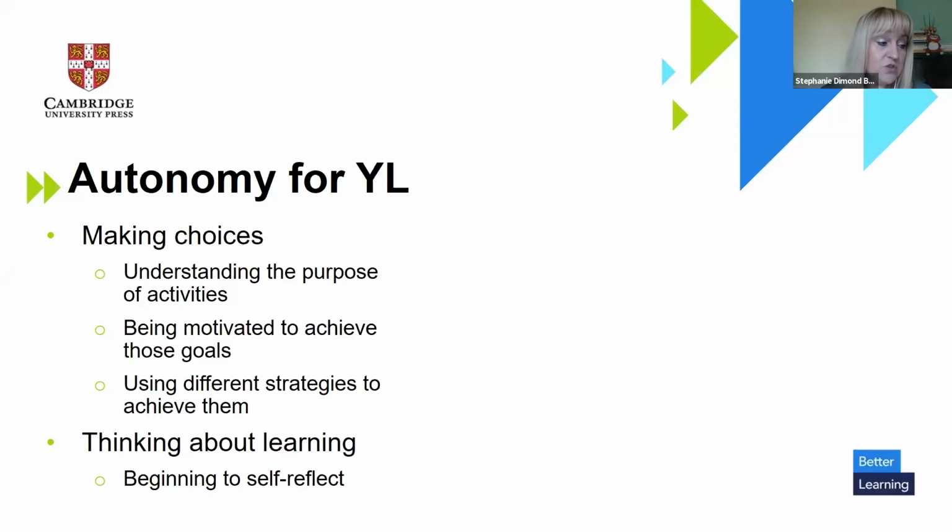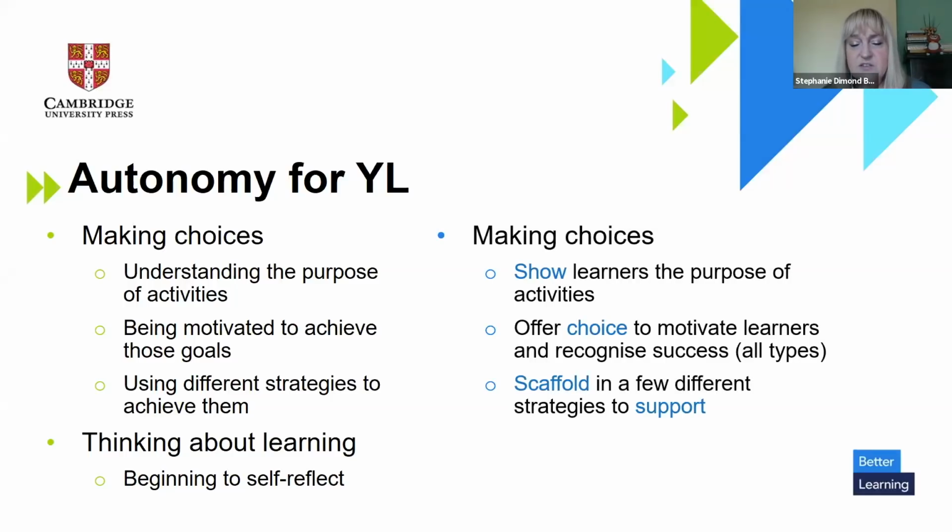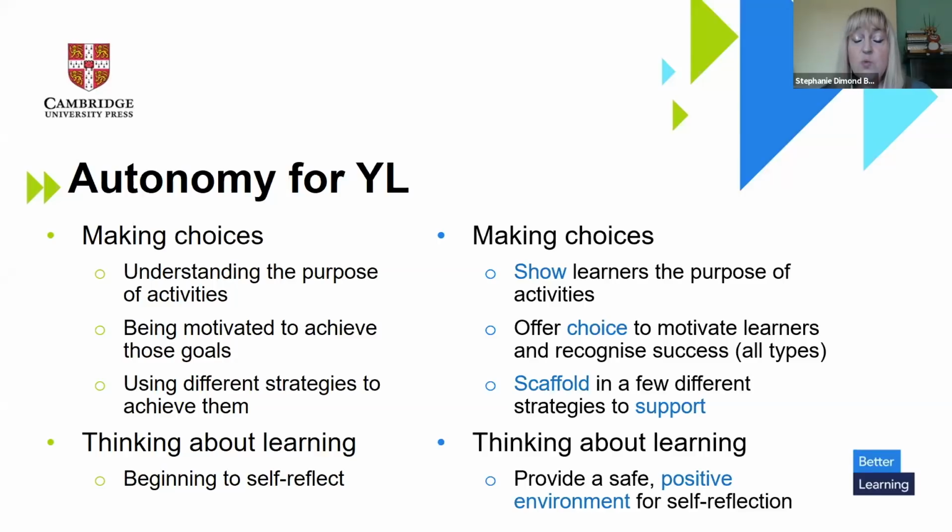But I'd like to now go on to look at some other ways that we can achieve these things. So if we are talking about making choices, we need to make sure that we show learners the purpose of our activities, that they understand the purpose of what they are doing. We're sharing our outcomes with them, and we offer choice to the learners to really involve them with the learning. That really motivates students to get involved and to achieve, and we scaffold in strategies to support them with this. And in terms of thinking about learning, we need to begin to encourage our learners to think about how well they've done or what they need to continue to work on. So we need to provide a positive environment for self-reflection.